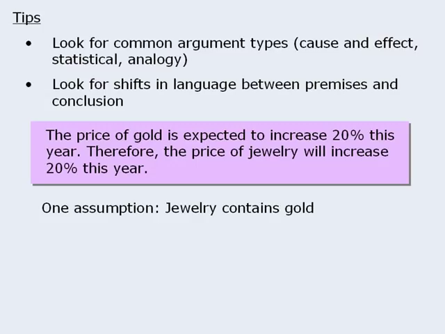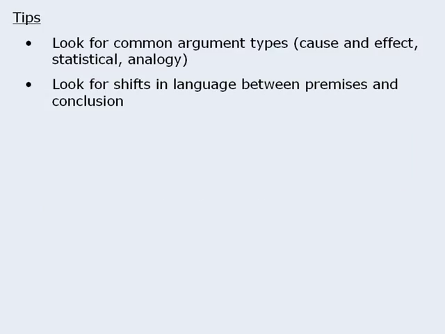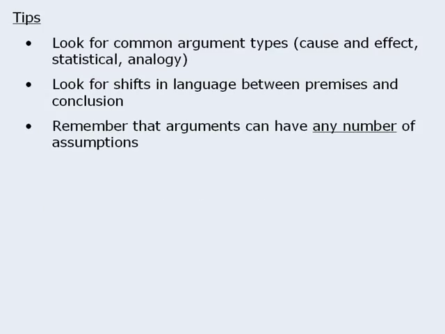So as you're reading an argument, be aware of any conclusion that introduces an idea that was not mentioned in the premises. This could indicate an unstated assumption. Finally, it's important to remember that arguments can have any number of assumptions. So just because you're able to identify a valid assumption doesn't mean that you will find that assumption among the answer choices.